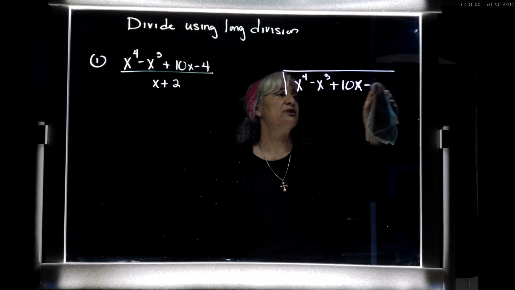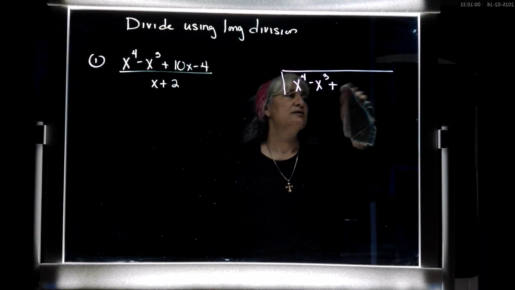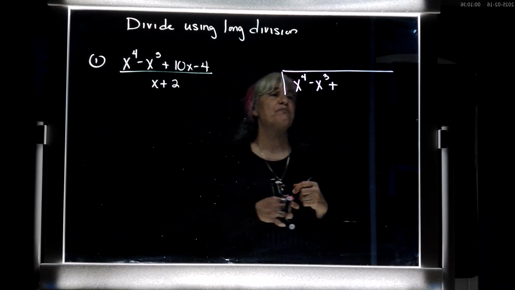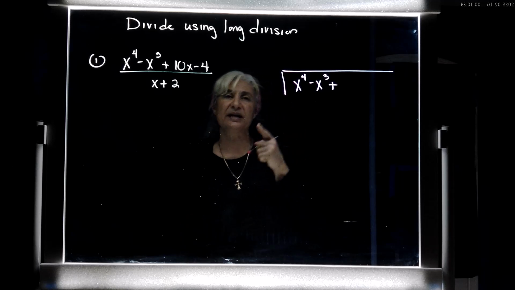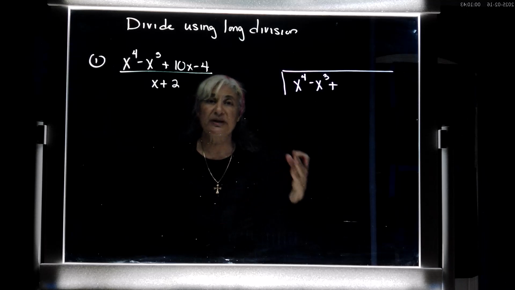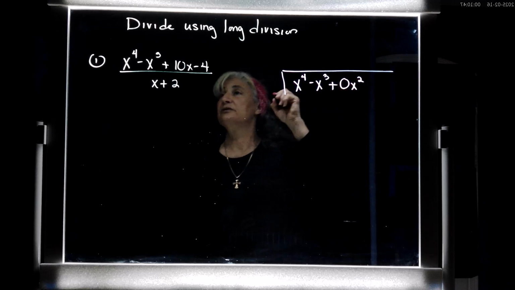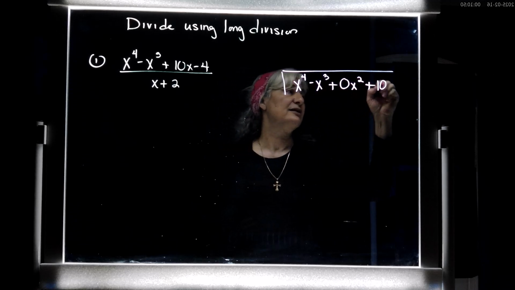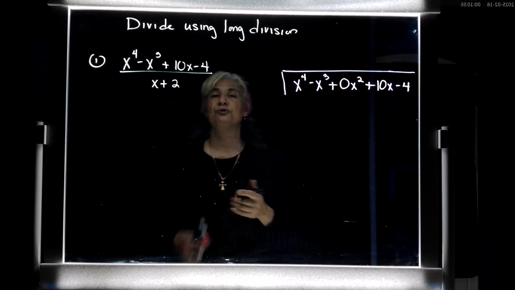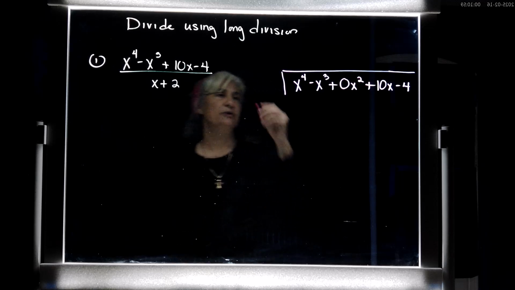Okay, so here's the deal. Here's what I'm going to recommend. Some of you don't need this, because technically this step is optional, and some of you do need it. I have how many x squareds in the original problem? None. In math, none is represented by what number? 0. So I have 0x squared plus 10x minus 4. My recommendation is you put the placeholder in. Okay? All right. And on the outside is the x plus 2.